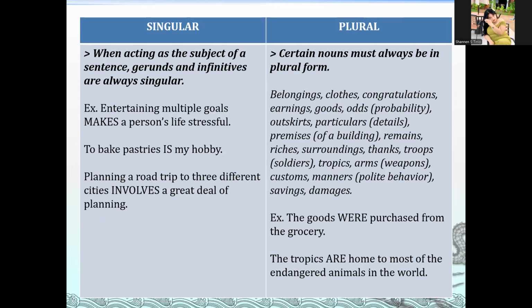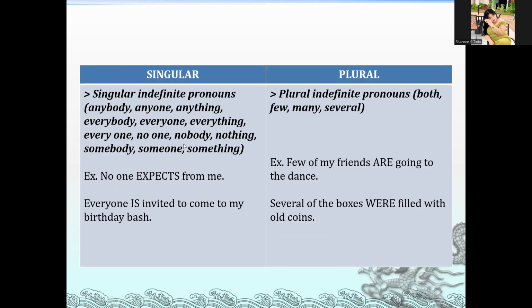Next rule. When acting as a subject of a sentence, gerunds and infinitives are always singular. Kapag daw ginagamit sila as subjects or yung main doer ng action, they function as a singular. Okay? So, entertaining multiple goals makes a person's life stressful. Umulit lang yung mga examples, guys. Parang umulit tong slide na to.